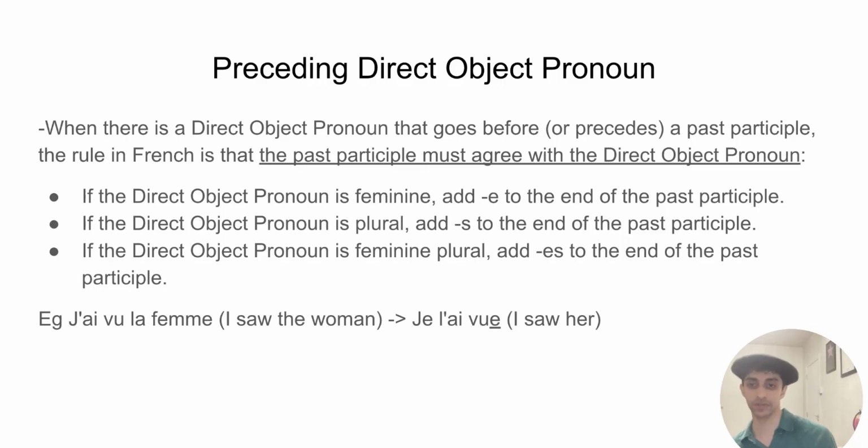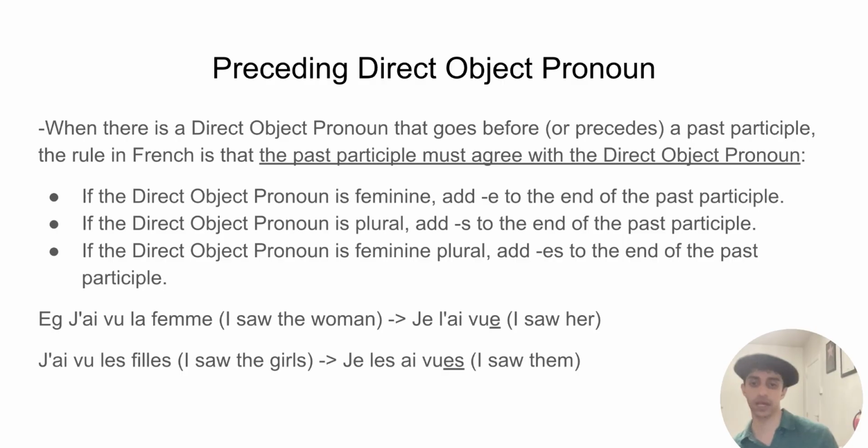J'ai vu la femme, I saw the woman. If you then wanted to say I saw her in French, that would be je l'ai vue. Vue has an E at the end of the past participle to show that it agrees with L apostrophe. L apostrophe is replacing la femme, the woman, which is feminine singular. And that's the reason why you have to stick an extra E onto the end of the past participle vu.